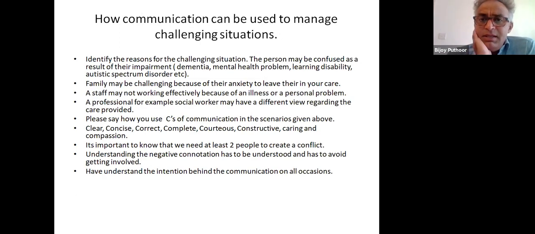How communication can be used to manage challenging situations. So when someone is exhibiting a challenging behavior, you have to communicate with them really effectively, understanding what should we say, what shouldn't we say, how much should we say, etc. So one of the things is identifying the reasons for the challenging situation. The person may be confused sometimes as a result of their impairment: dementia, mental health problem, learning disability, autistic spectrum disorder, etc.